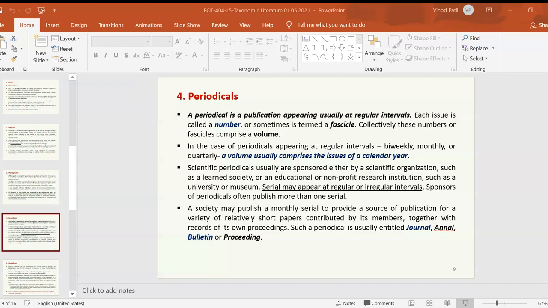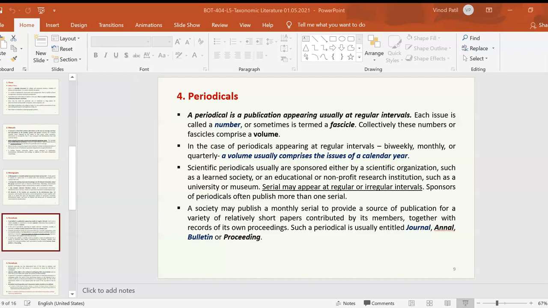Because members of a society may contribute the papers. There are many societies, botanical societies in India. So the members of the botanical society can submit the article or the findings for the publication. Because unless and until we publish our data, we cannot get the credit. So this has to be published.